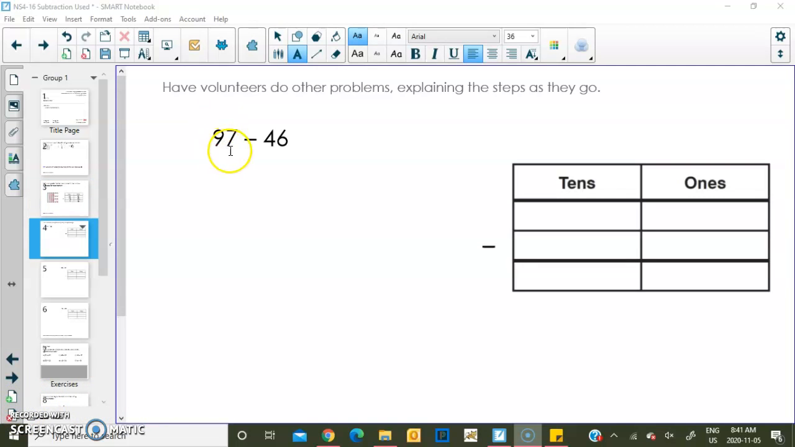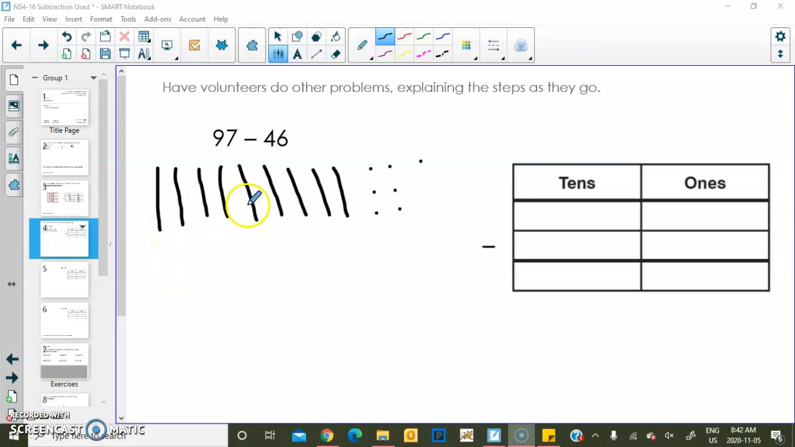Okay, now we have 97 minus 46. I want you to pause the screen and I want you to draw base 10 blocks for 97. Okay, so pause that screen and do that now, please. So you should have 9 base 10 blocks, and you should have 7 ones blocks. But we're going to take away 46. So how many tens blocks do we need to take away? Good, 4. So I'm going to cross out 4.